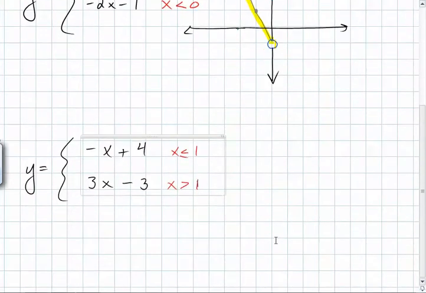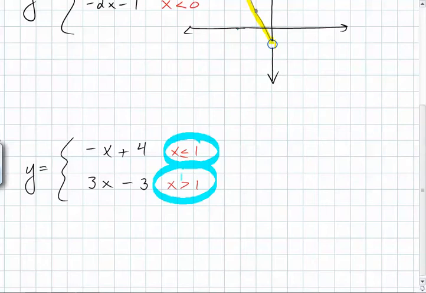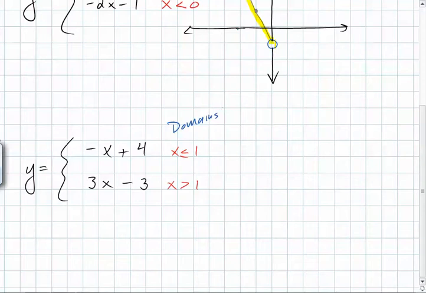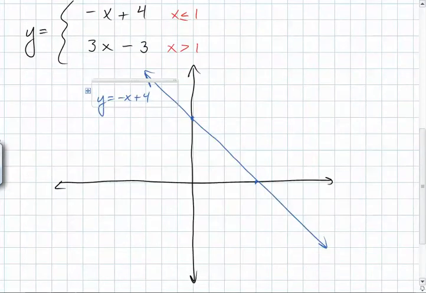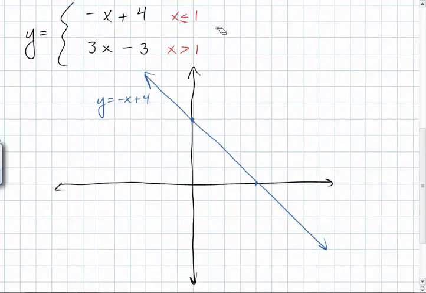Let's say I had a new piecewise function. Here's one piecewise function, and let's say we wanted to make the graph. What we're going to do is graph each function and then only keep the parts that correspond to their domains. These are the domains of each of the functions right here. So let's graph the first function. I've graphed the first function, y equals negative x plus 4, but I only want it when x is less than or equal to 1.